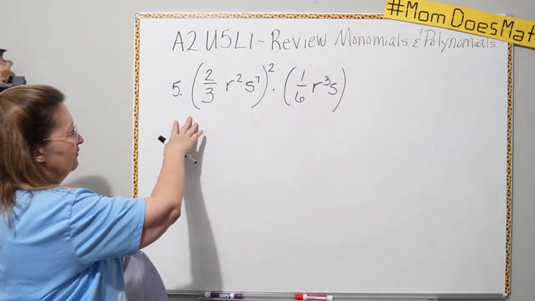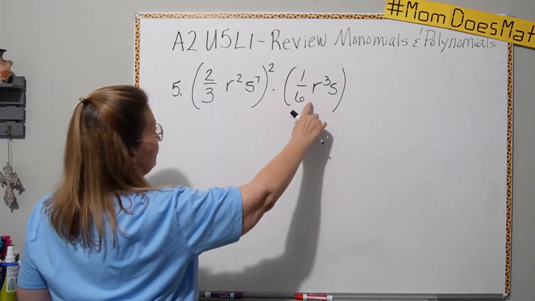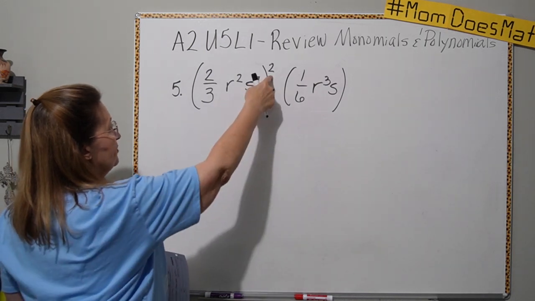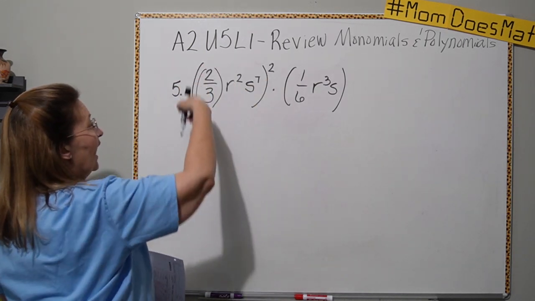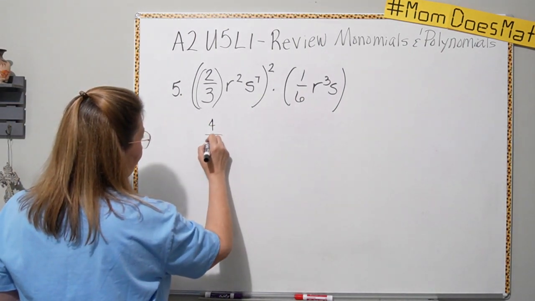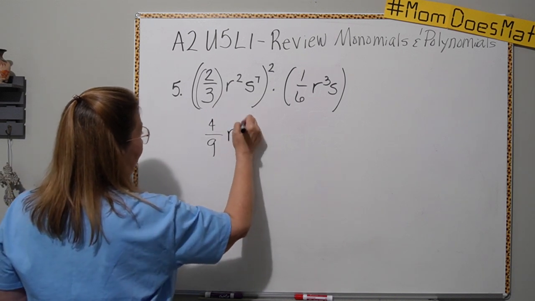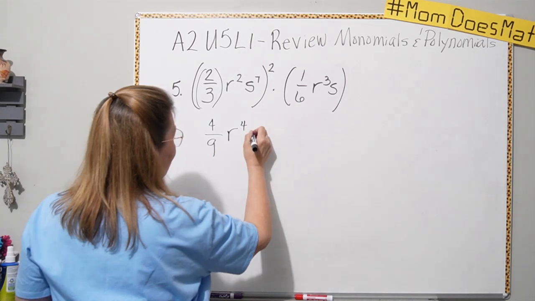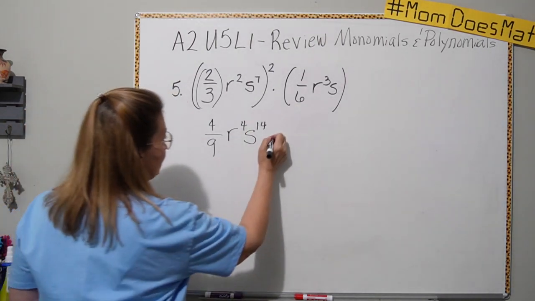Okay, let's look at number 5 now. 2/3 r to the 2nd s to the 7th, all squared, times 1/6 r cubed s. First, let's take care of this exponent. We're going to distribute it. Now, when I distribute it to that fraction, I've got to square both the numerator and the denominator. So I'm going to get 4/9. When I square r to the 2nd, I multiply exponents, so that's r to the 4th. When I square s to the 7th, I'm going to multiply, so that becomes s to the 14th.